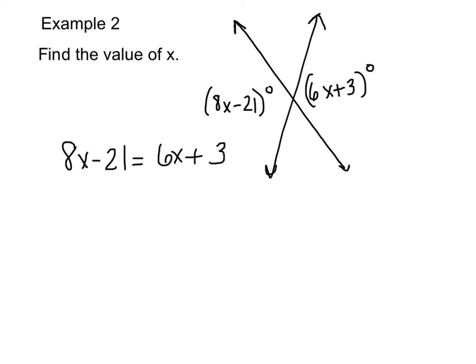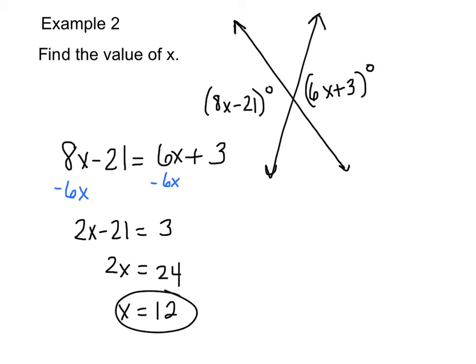We have to get the variable on one side, so I'm going to move the smaller coefficient, which is 6. So the opposite of plus 6x is minus 6x. That gives me 2x minus 21 equals 3. I add 21 on both sides, and everything else is just review. 2x equals 24. I then divide by 2. The value of x is going to be 12.